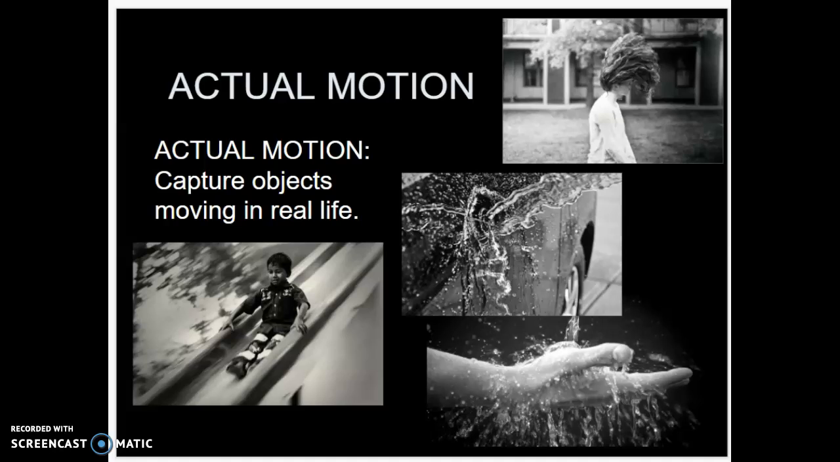Actual motion is when things are actually moving in real life. The flipping of the hair, the running of the water. But again, some of your objects need to be in focus. It cannot be all blurry. So try out both visual motion and actual motion and see what you can get.